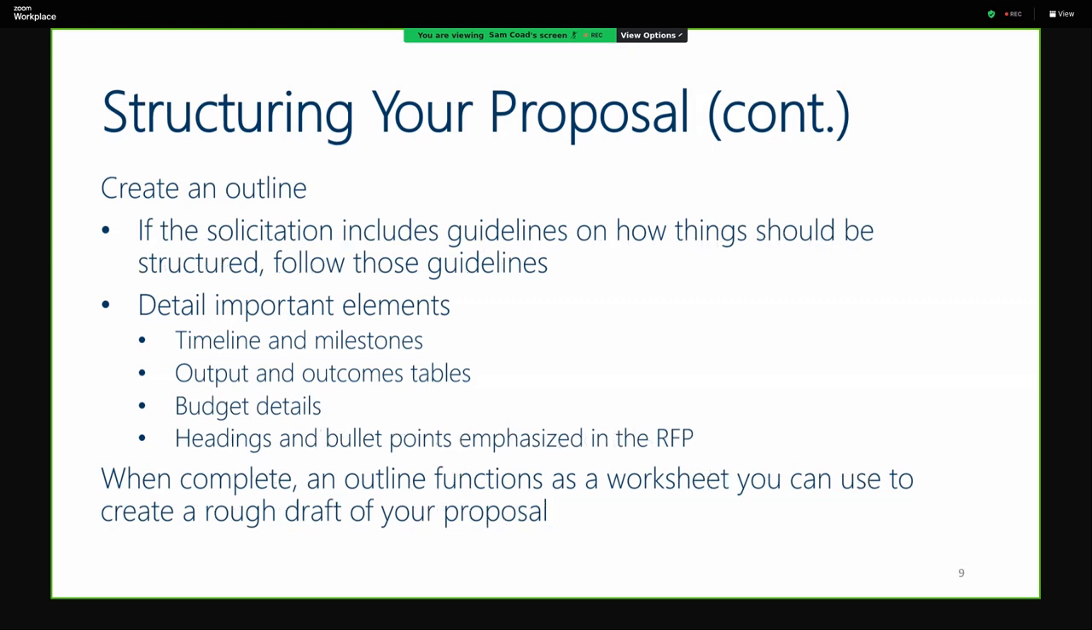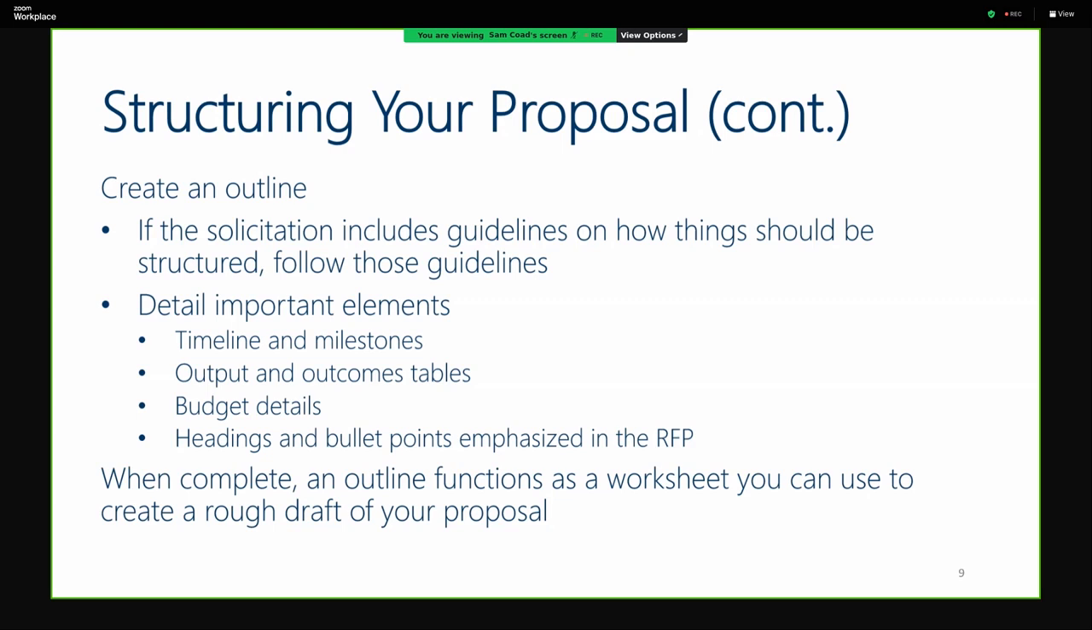And also you want to pay attention to headings and bullet points that are emphasized in the RFP. If they have defined sections, that can help you structure your proposal, because if they have a section that says outputs and outcomes, then that's where you detail those sections. And if you're creating your outline, aligning it with headings or focal points that are made in the RFP can help you with that.